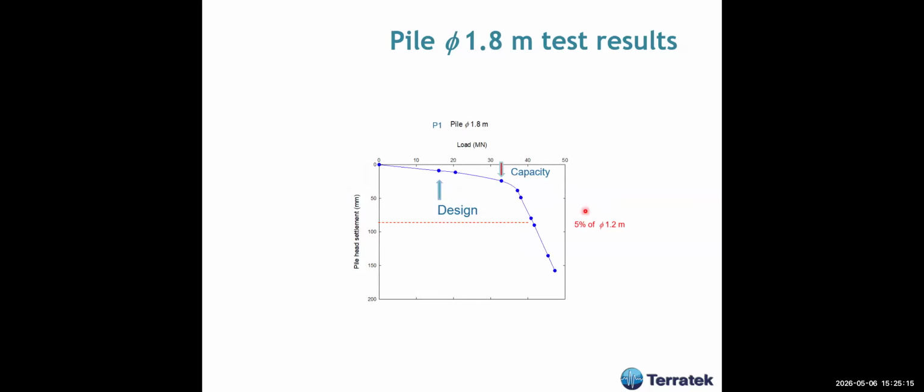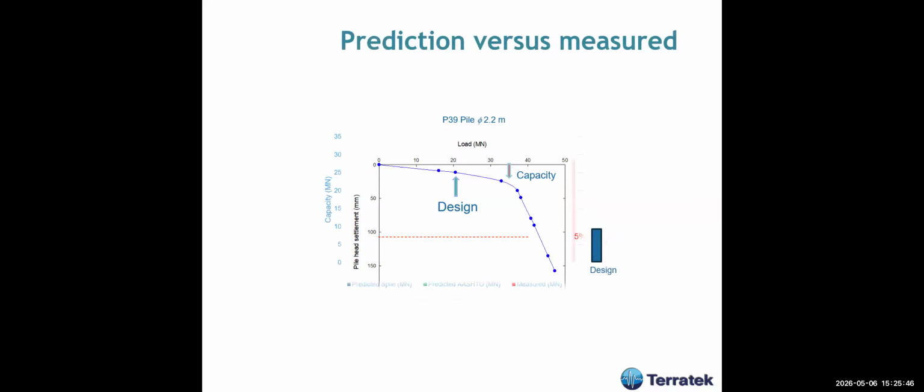The next pile, 1.8 meters in diameter, also had a design value of about half of the capacity, so the results were very good. And this is the 2.2 meters, the largest diameter pile that was carried out in this project. And as you see, the ratio of capacity to design load is about 1.8, which is okay as well.